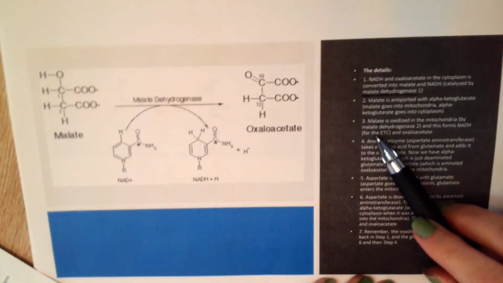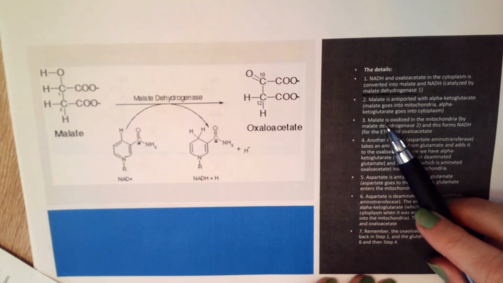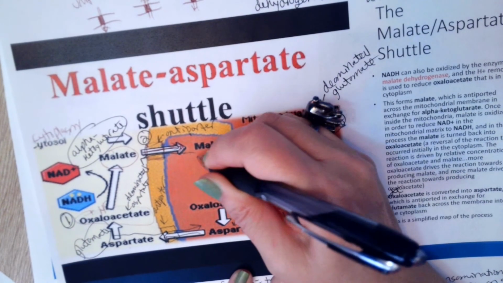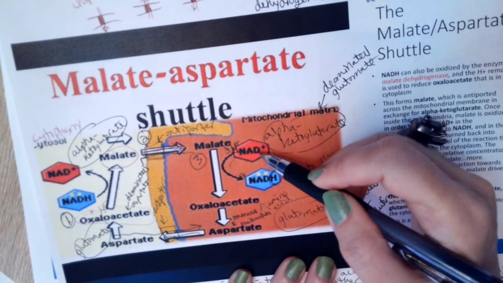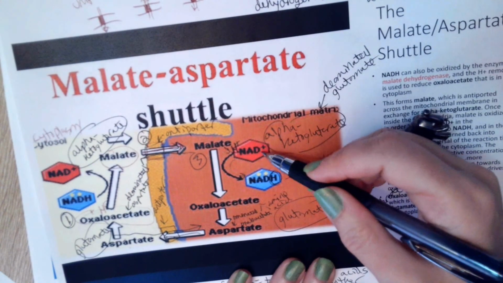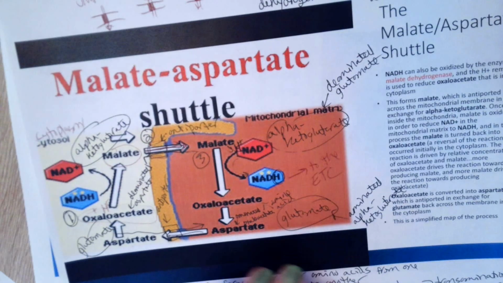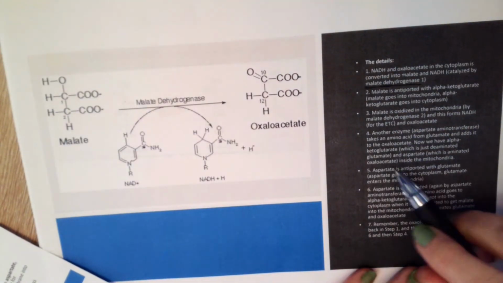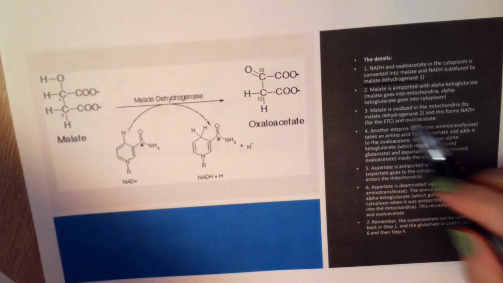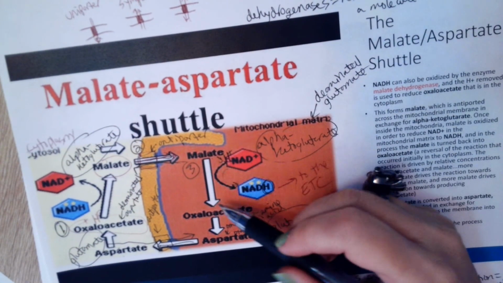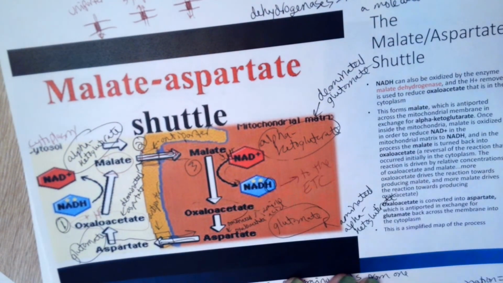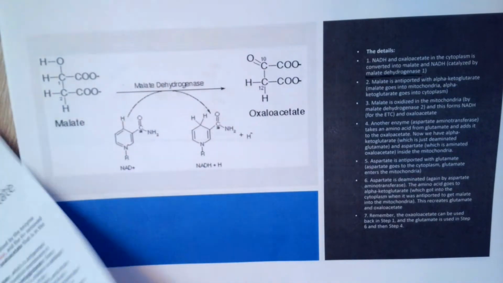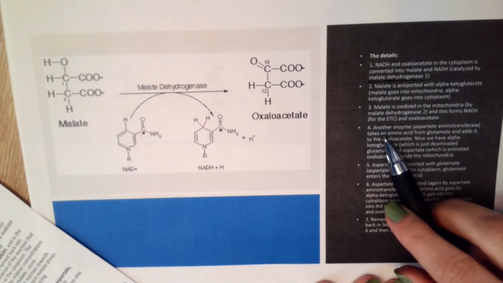Okay. Now step number 3, we're going to oxidize the malate. So we're taking that hydrogen away from the malate. Here's step number 3. Hydrogen goes away from the malate, goes to NAD+, giving us NADH, which can then go on to the electron transport chain. Okay, and because we've taken the hydrogen away from malate, now we have oxaloacetate again.